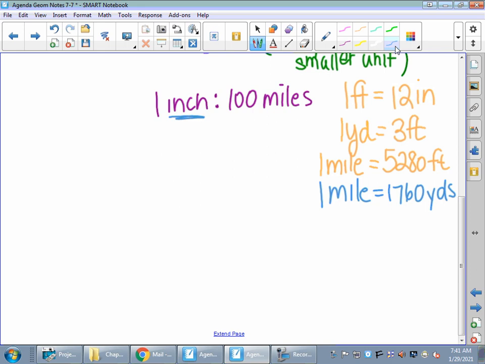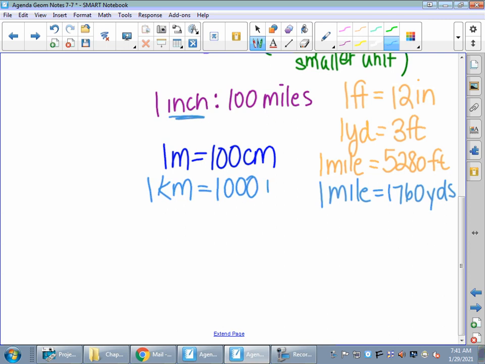What about the metric system? Do you know what 1 meter is equal to? 1 meter is equal to 100 centimeters. The metric system is always so much easier because everything is based on tens. Or maybe you now know that 1 kilometer is equal to 1,000 meters. We always compare meters to yards. A meter stick is a little bit longer than a yardstick. It's about 39 point something inches. So 1,000 meters is a kilometer.